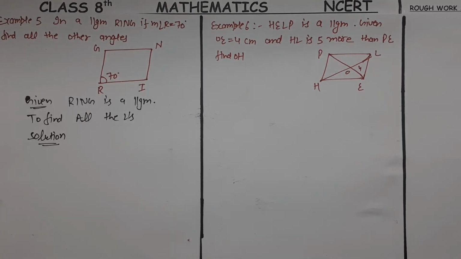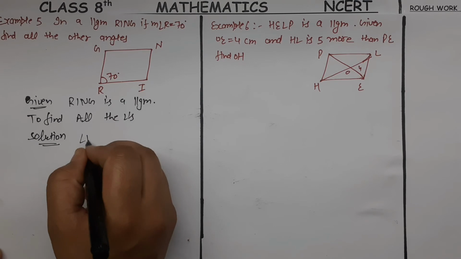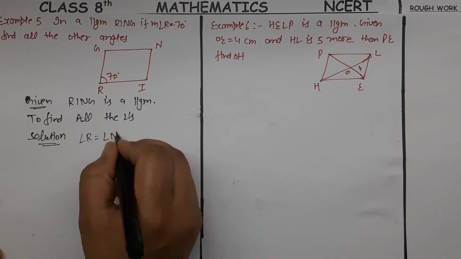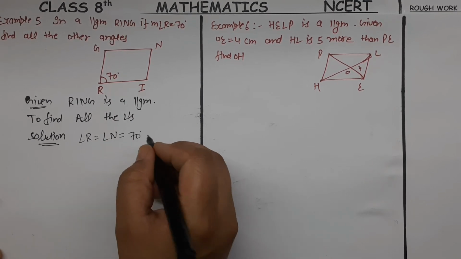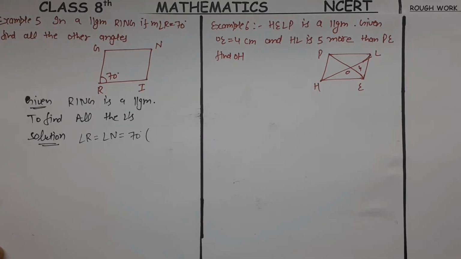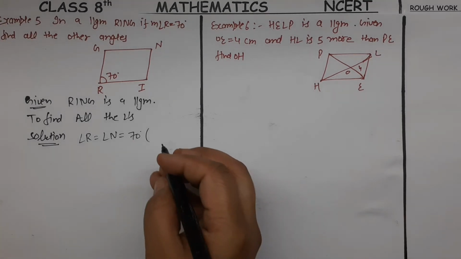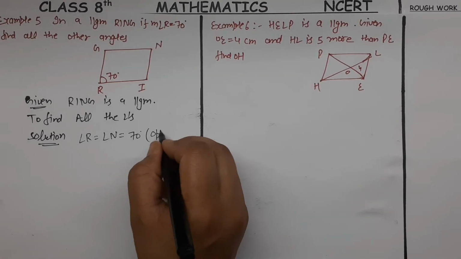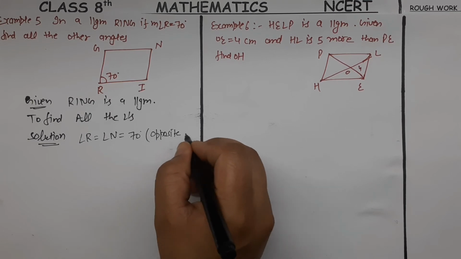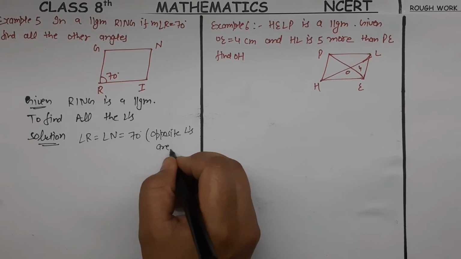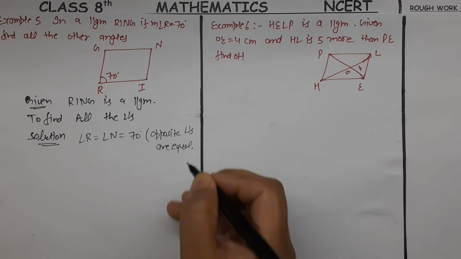Solution. Here angle R is 70 degrees. Then angle N is also 70 degrees. Angle R equals angle N equals 70. Reason: because opposite angles are equal.